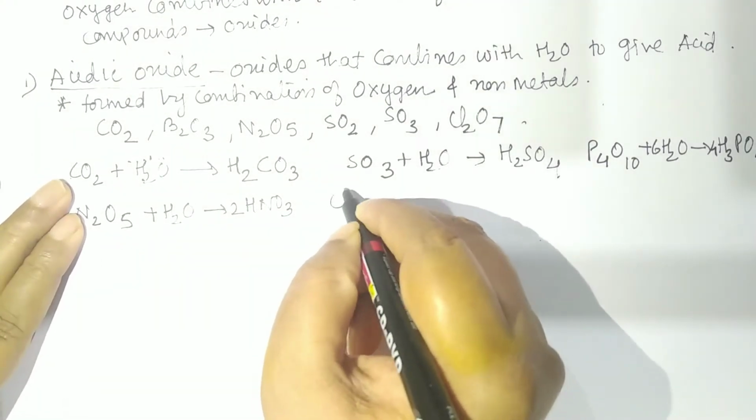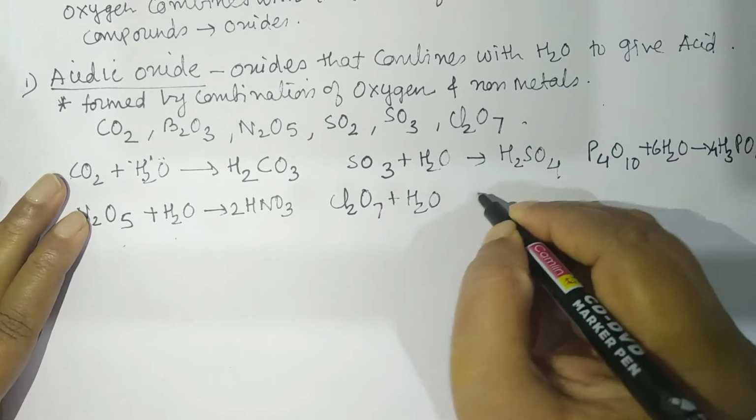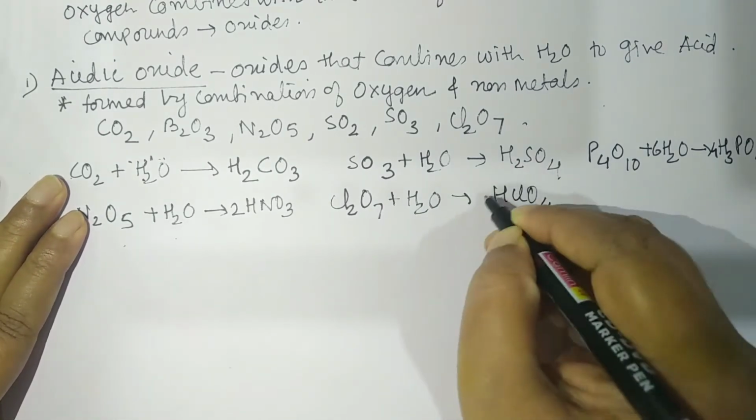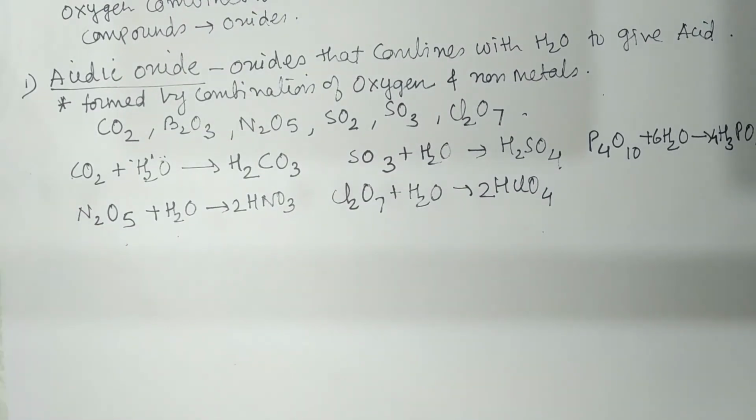Let us go for Cl2O7. If I add this to water, what I will get is perchloric acid. This is perchloric acid. So if you see this in all, when the non-metals have oxides, they combine with water and give this type of substances. So we call them acidic oxides.